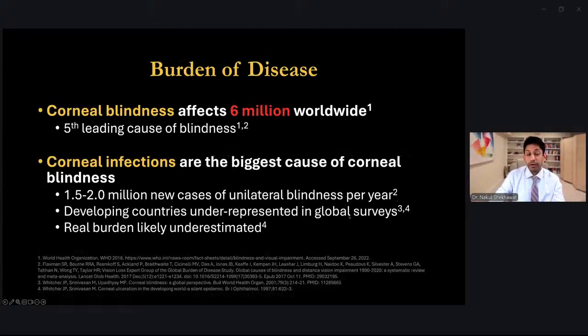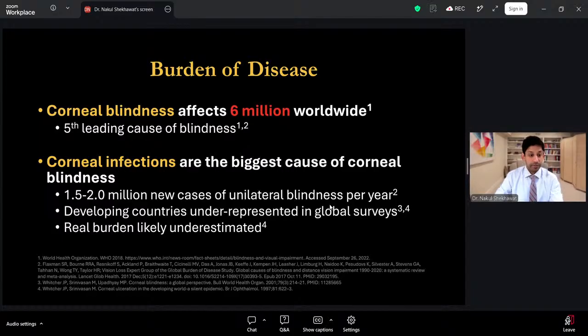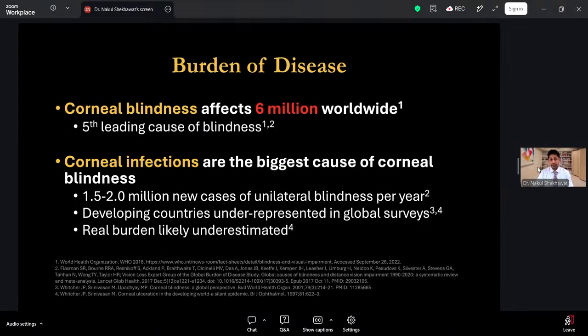in epidemiologic surveys. Corneal blindness in general affects about 6 million people worldwide and is the fifth leading cause of blindness. And within that category of blindness from corneal disease, infections are by far the biggest cause. And they can cause anywhere from 1.5 to 2 million new cases of unilateral blindness every year.